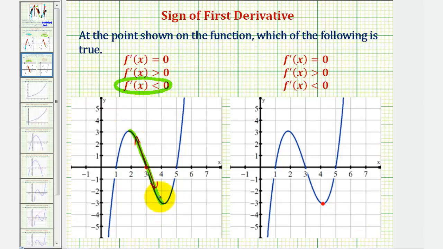And now for our last example, we sketch a tangent line at this point here. Notice how this point is a low point on the graph, and therefore the slope of the tangent line would actually be horizontal. The slope of any horizontal line is 0, and therefore the first derivative is equal to 0 at that point. That also means the x-coordinate of this point would be a critical number.